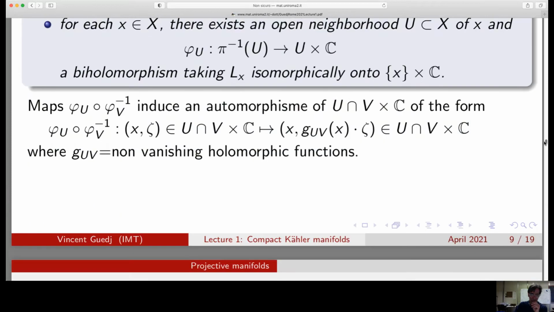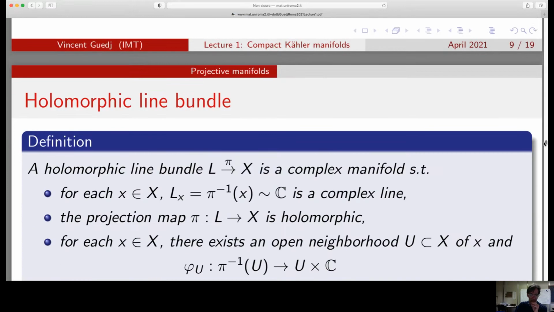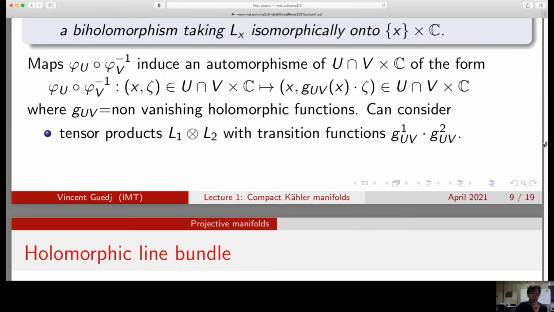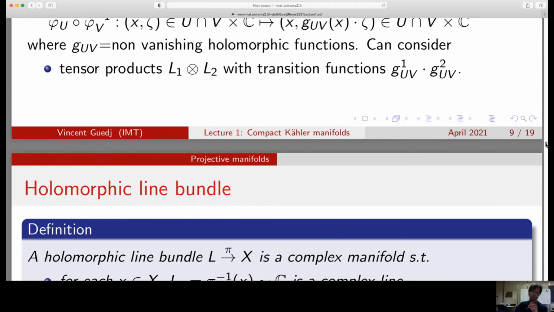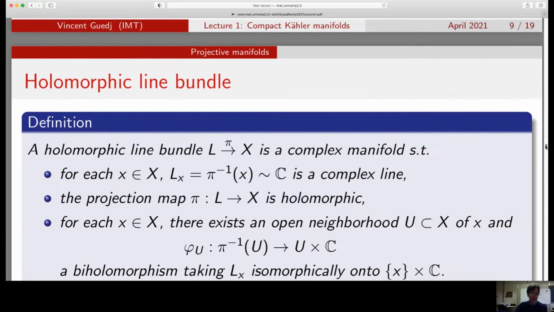And these GUV are called transition functions, and they are non-vanishing holomorphic functions on the intersection. Then you can perform some operations on line bundles. For example, the tensor product, which corresponds to taking the product of the two transition functions, and the dual, which corresponds to taking 1 over the transition function. And the trivial bundle is just the bundle X cross C, for which you can choose identically 1 as the transition function.